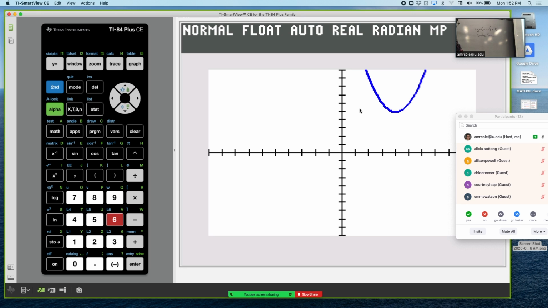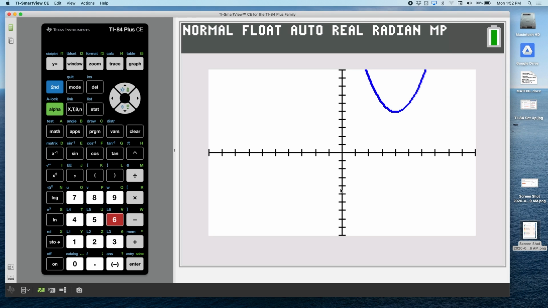Now, does it have a y-intercept? It does, right? It has one. Can we see it? You can't see it. So you've got to learn how to adjust your window. There are lots of ways to adjust the window, but down here, I don't need any of this stuff because the graph's not down here.